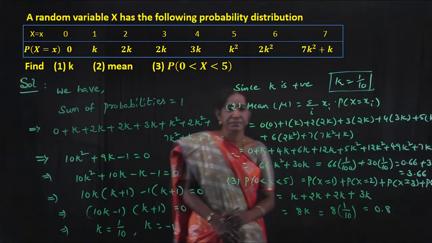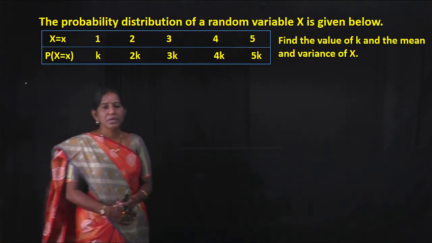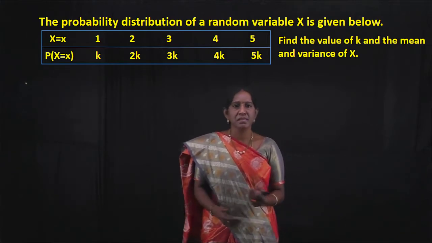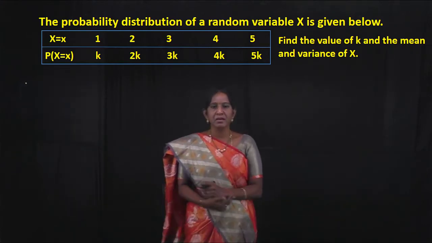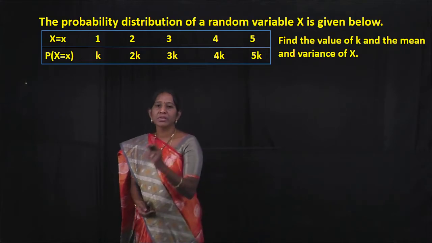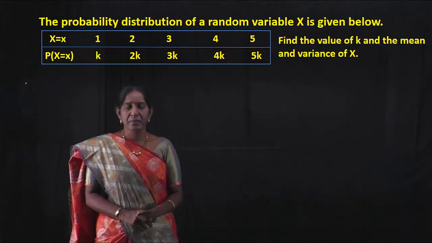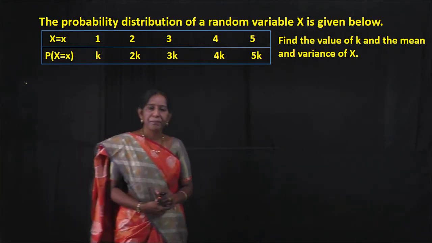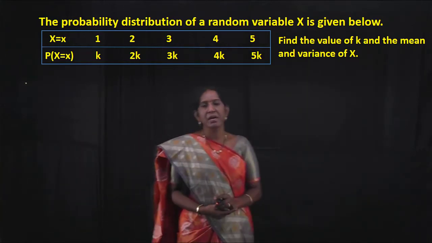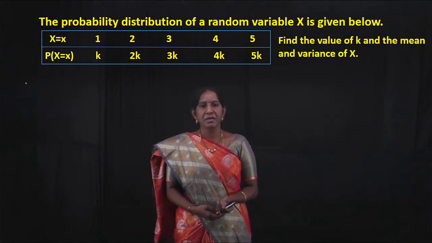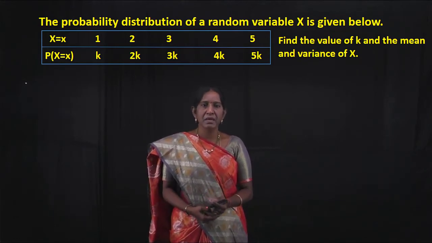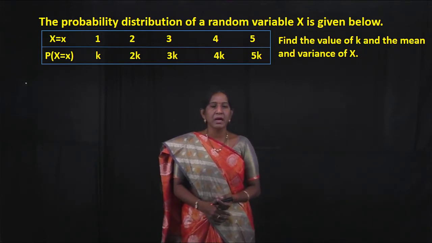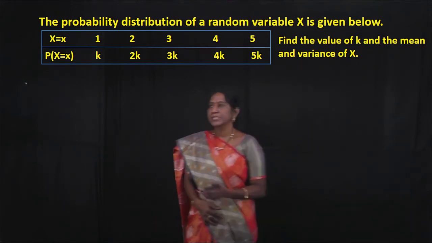Come to the next problem. The probability distribution of a random variable x is given below. X equal to x: 1, 2, 3, 4, 5. P of x equal to 1 is k, P of x equal to 2 is 2k, P of x equal to 3 is 3k, P of x equal to 4 is 4k, P of x equal to 5 is 5k. Find the value of k and the mean and variance of x. See the solution of this.